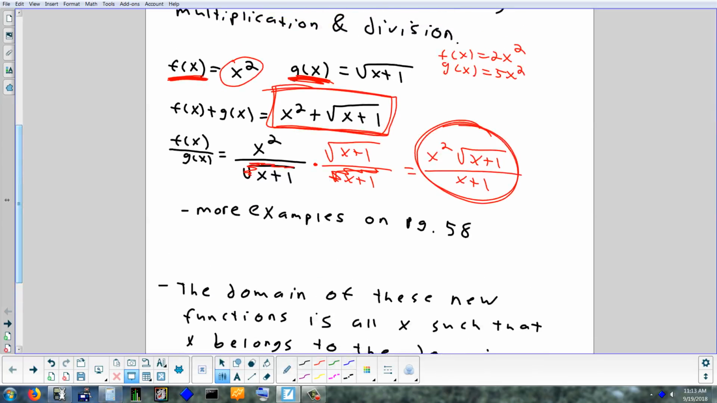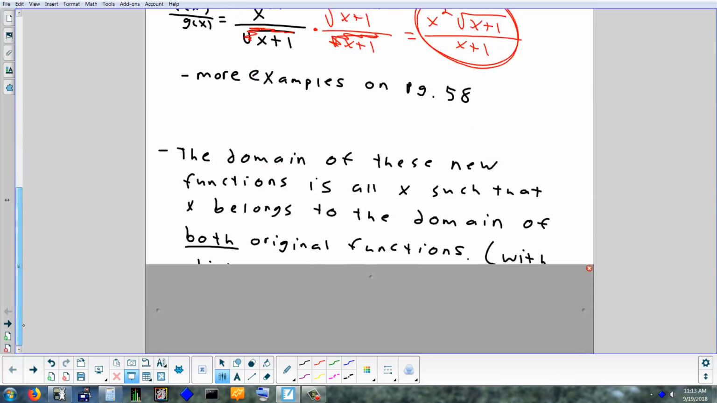So the domain, when we put these together, we have to think about x's that work in both. So if I said, what about negative 2? Well, negative 2 works there because you can square it, but negative 2 doesn't work there. So you have to think about values that work in both. Kind of think of it as like you're trying to make everybody happy. You got to find something that would make f of x happy and g of x happy, right? Not just one of them.